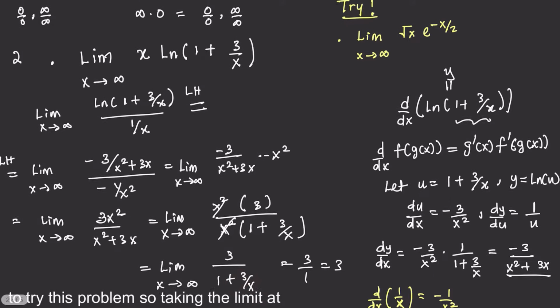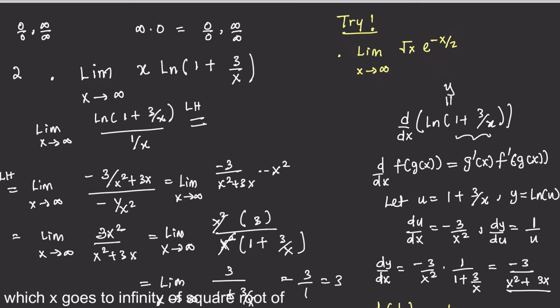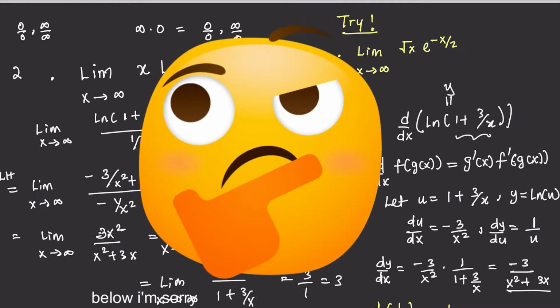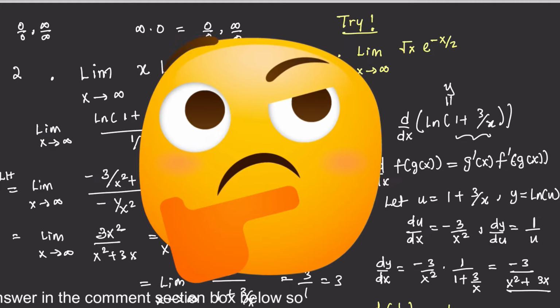So I want to encourage you to try this problem. Take the limit as x goes to infinity of square root of x multiplied by e to the power of negative x over 2. So if you get the answer, I just want to encourage you to put your answer in the description box below. I'm sorry, I want you to put the answer in the comment section below.